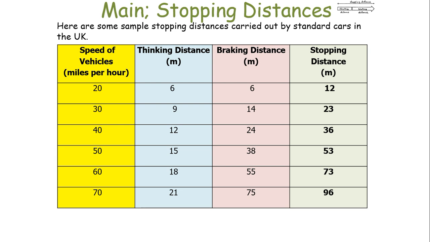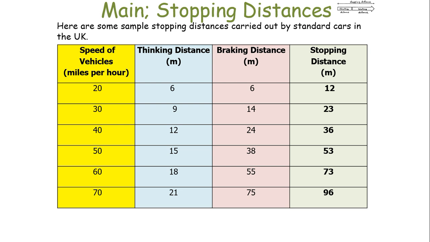So here are some sample stopping distances carried out by standard cars in the UK in good weather. At about 20 miles an hour, we've got a stopping distance of 12 meters split evenly between thinking and braking distance. At 30 miles an hour, we've got a thinking distance of 9 meters and a braking distance of 14 meters, leading to a stopping distance of 23 meters. At 40 miles an hour, we've got a thinking distance of 12 metres and a braking distance of 24. So now the braking distance is double that of the thinking distance, giving a stopping distance of 36 metres.